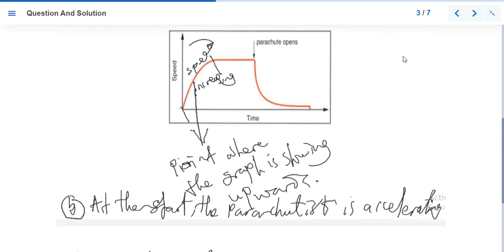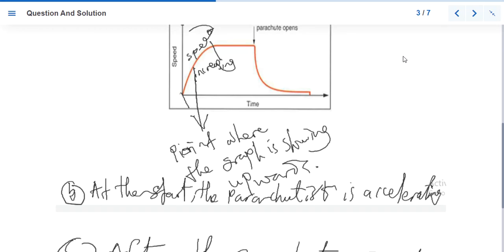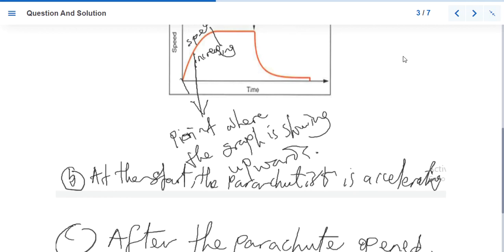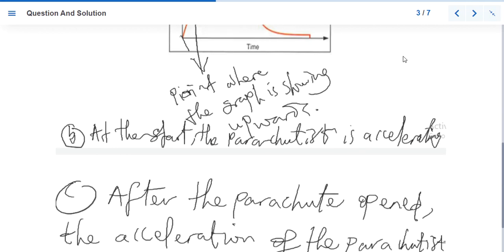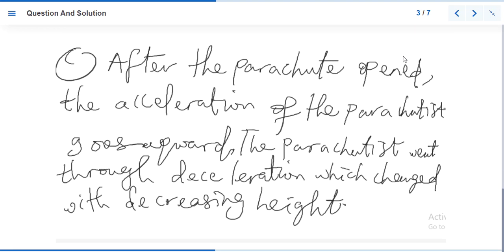Now, as you can see also here, the speed is increasing, and that is with what? The point where the graph is sloping upwards. At B now, for question B, at the start, the parachutist is accelerating. At C now, after the parachute is open, the acceleration of the parachutist goes upwards. The parachutist went through deceleration, which changed with decreasing height.